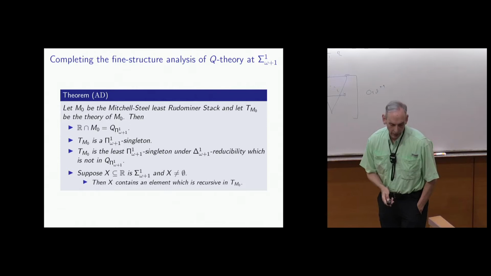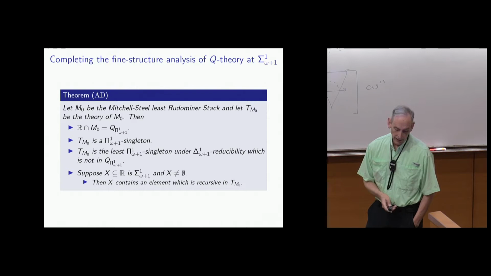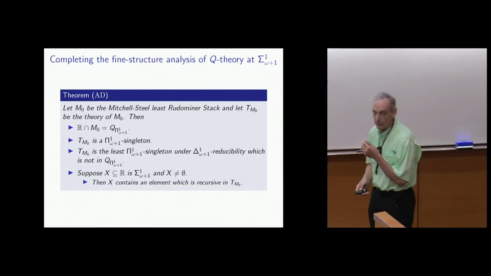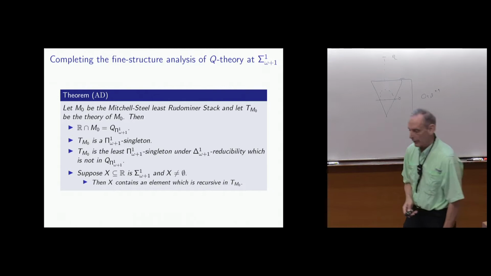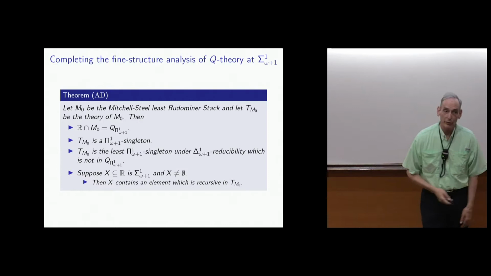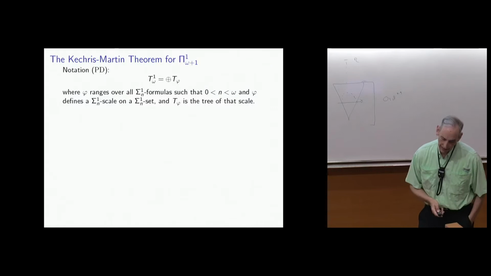And we get a basis theorem. Suppose X is sigma 1 omega plus 1, lightface, and X is non-empty, then X contains an element which is recursive in TM0. So this really is analogous to hype and Kleene's O, because we're getting the basis just recursively in the theory of a model. The theory of L omega 1 CK is essentially Kleene's O. It's arithmetic in it anyway. Okay, so that completes the analysis. But now you can use this machinery to get a new theorem.